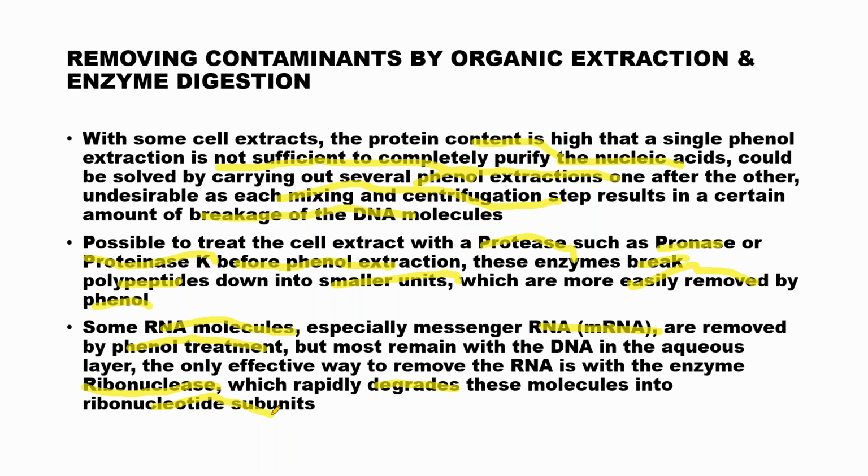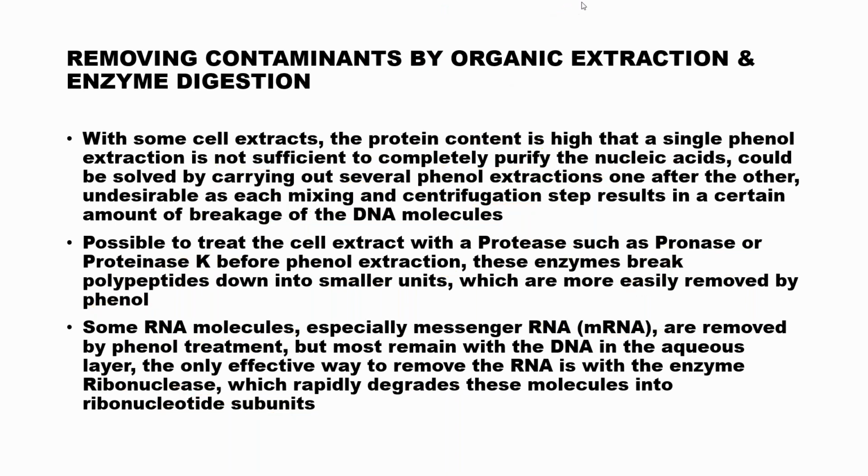Now, phenol treatment may also remove some mRNA molecules, but the majority of the RNA will remain within the aqueous layer together with our target DNA. This RNA can be removed by adding another enzyme, ribonuclease, which will specifically act on the ribonucleotide units, and such polymers will also be converted into monomers, which could be removed by further centrifugation and subsequent steps.